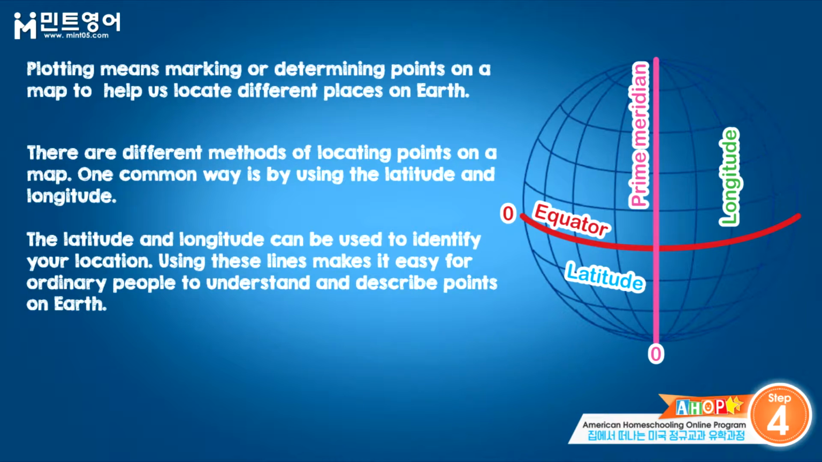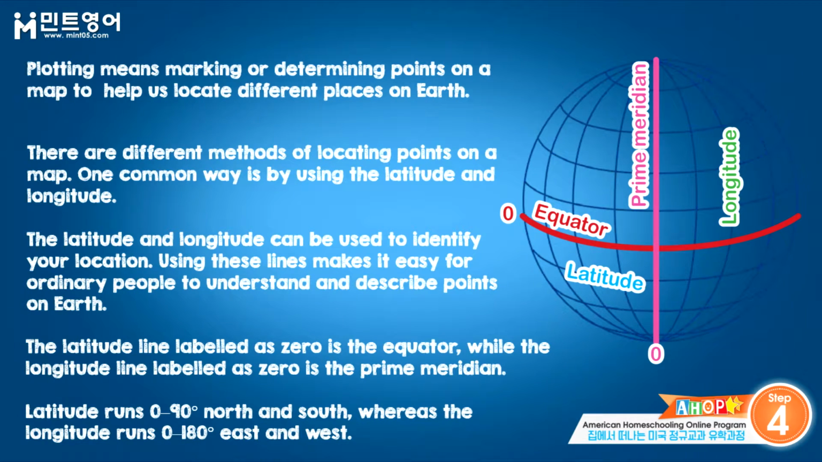Using these lines makes it easy for ordinary people to understand and describe points on Earth. 이 선들을 이용하는 것은 보통 사람들이 지구상의 점을 이해하고 설명하는 데 쉽게 해줄 수 있습니다. The latitude line labeled as 0 is the equator, while the longitude line labeled as 0 is the prime meridian. 0으로 표시된 위도선은 적도이며 0으로 표시된 경도는 좌우선을 의미합니다.